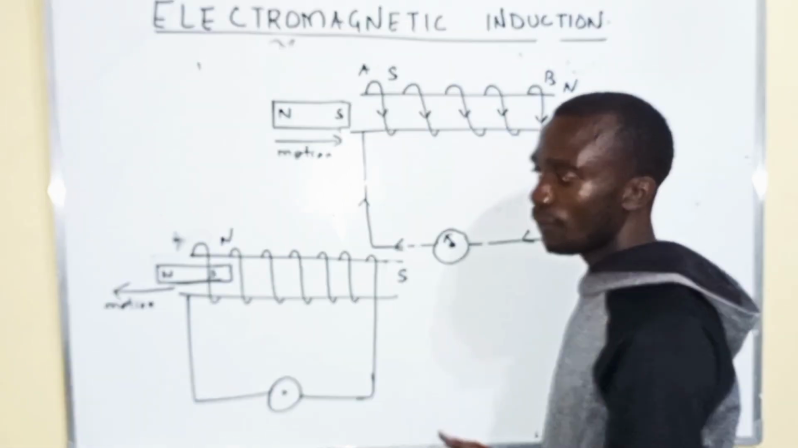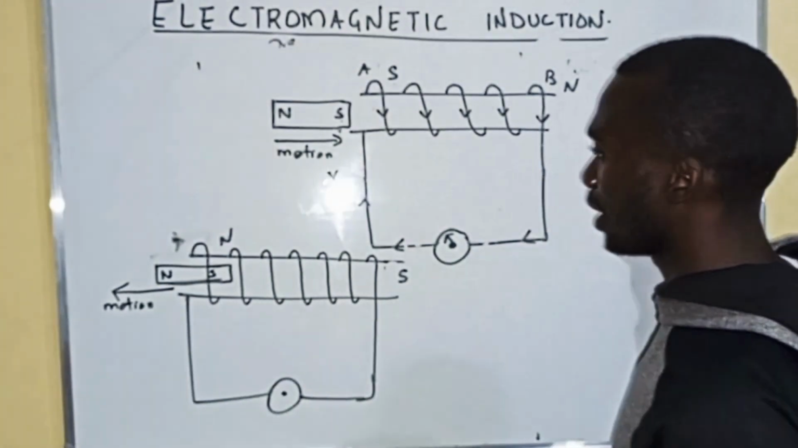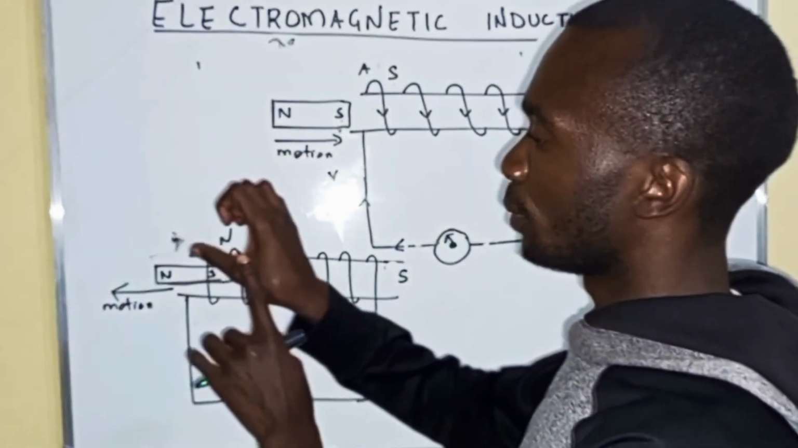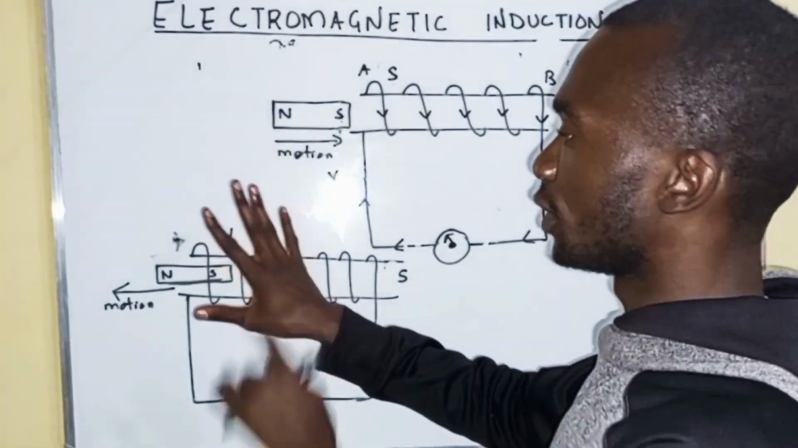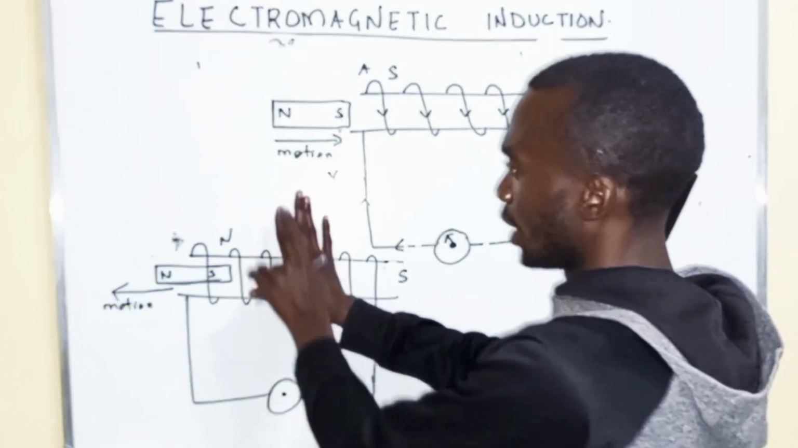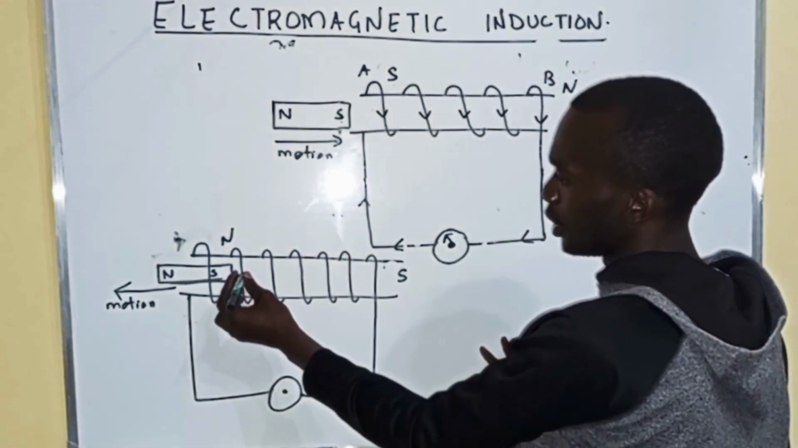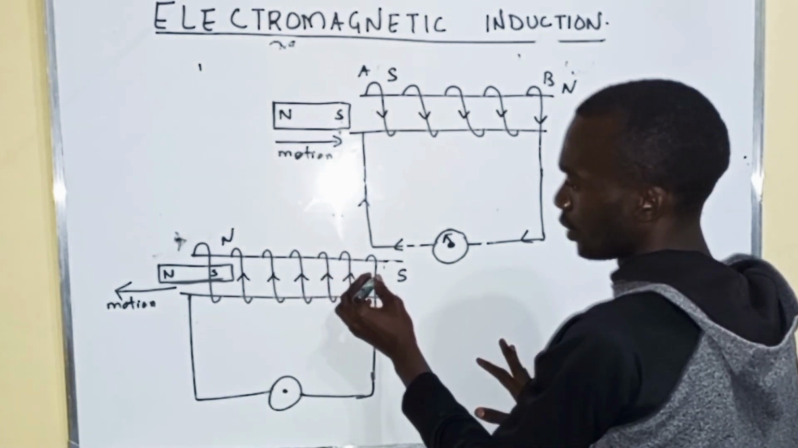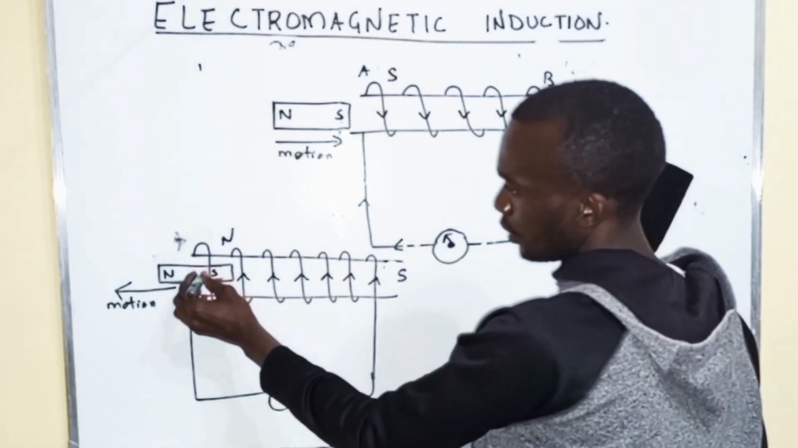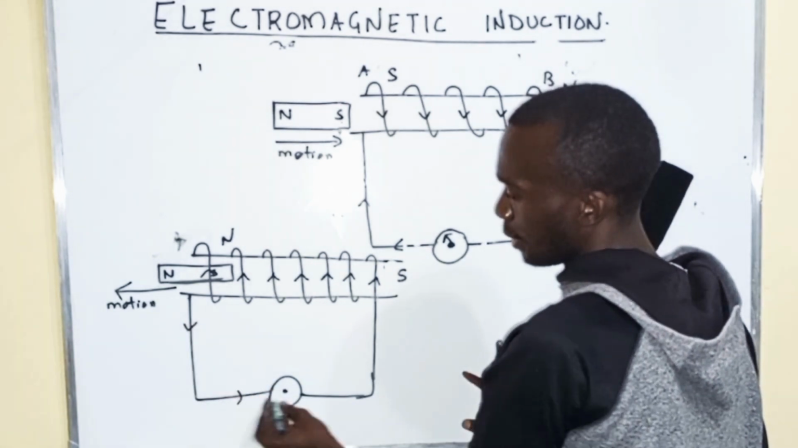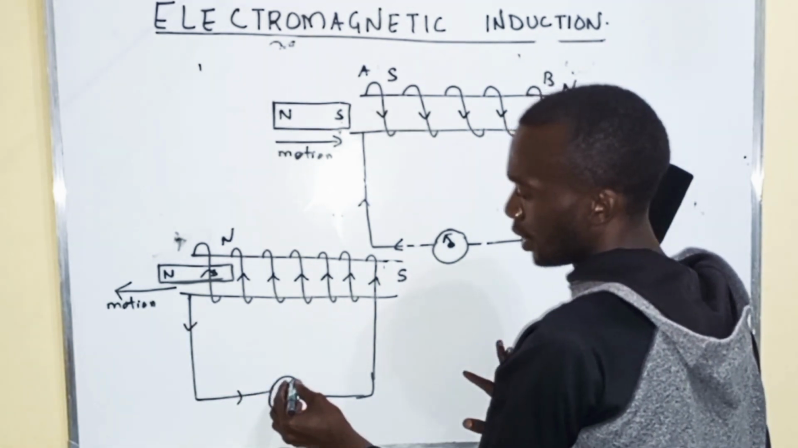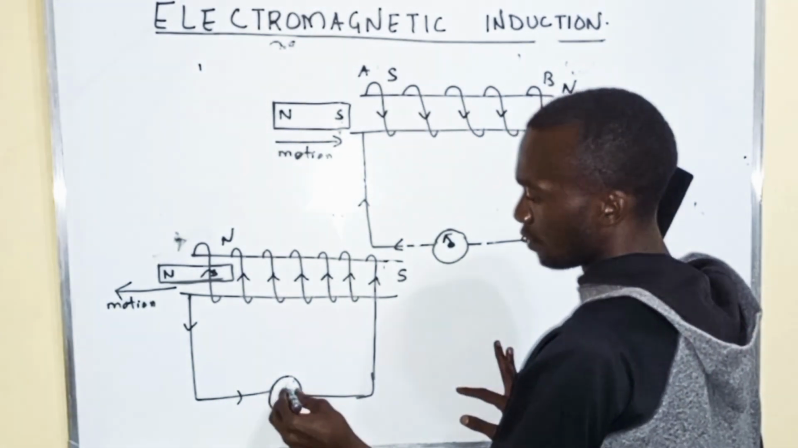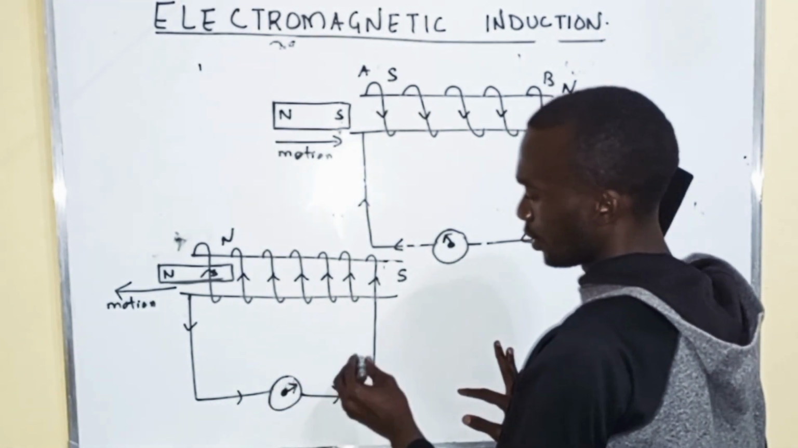So for the direction of current, again, you apply Fleming's right-hand rule. The thumb will always point toward the direction of the north pole, while the fingers point toward the direction of the current. North pole, current are facing upwards. So the galvanometer pointer will point towards the direction of the flow of current, which deflects to the right.